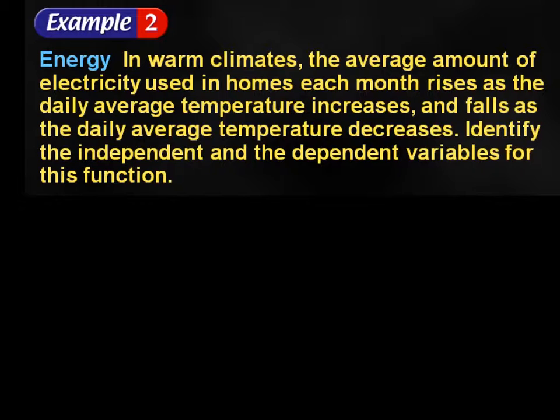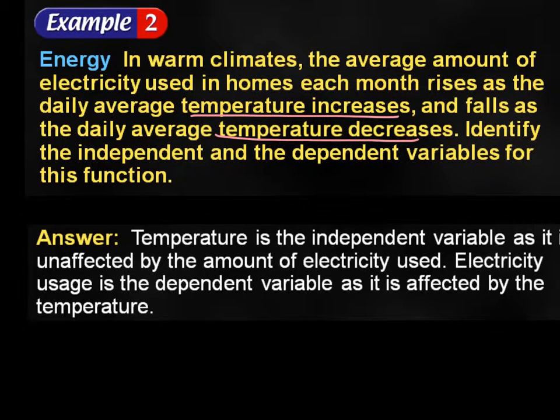In warm climates, the average amount of electricity used in homes each month rises as the daily average temperature increases and falls as the daily average temperature decreases. Identify the independent and dependent variables for this function. Well, the thing that's causing the change, the temperature increases, the temperature decreases. So that's going to be our independent variable. And they said the amount of energy used is what's changing because the temperature changes. So that's our dependent variable.